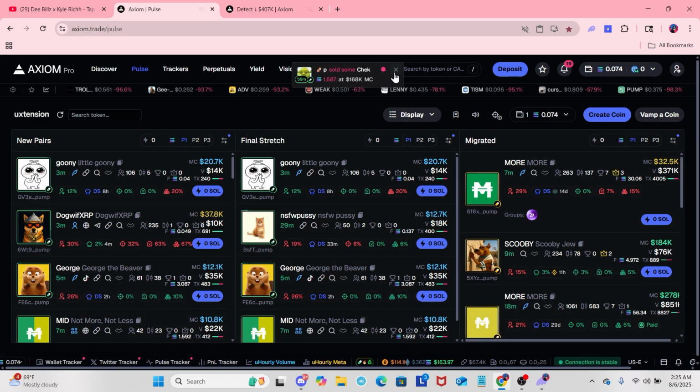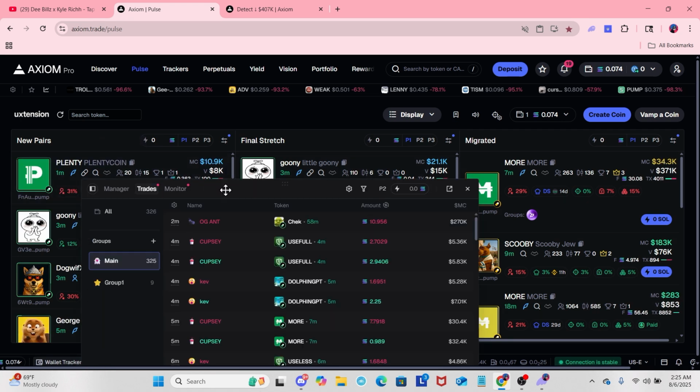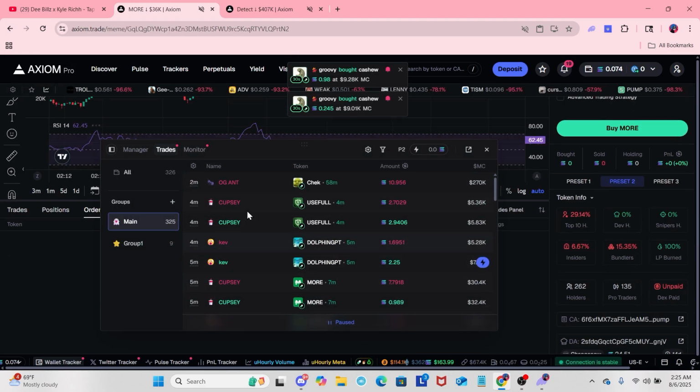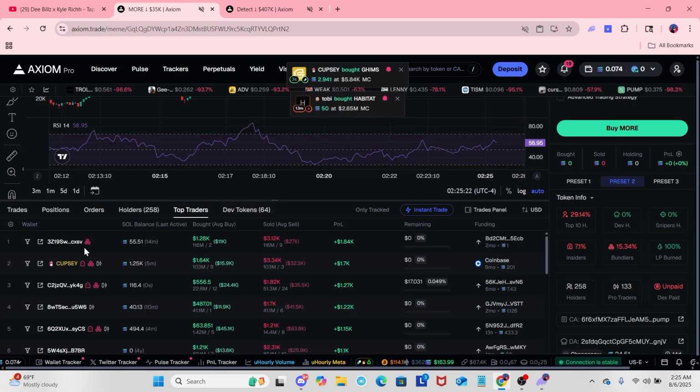Now, last thing I'm going to show you guys is how to have your Axiom set up with the Twitter tracker and wallet tracker. Now this is up to you guys. If you want, you can go look for wallets yourself. A good way to look for wallets that I know is you go to top, then go to top traders.